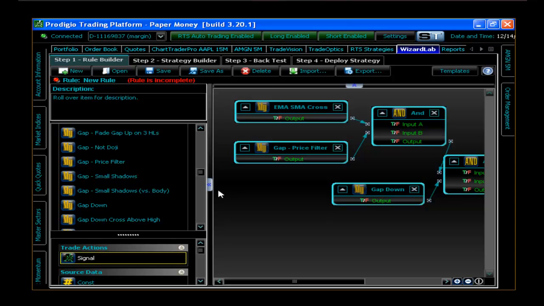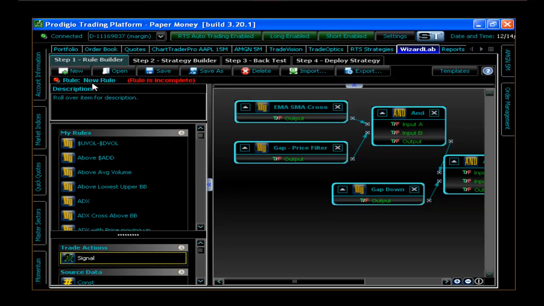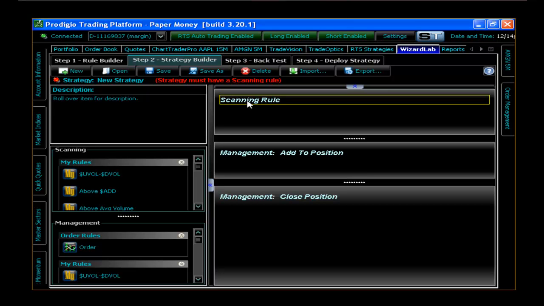So let's talk about how to use those signals. When you create your rules, you can go to step 2, which is the strategy builder. The strategy builder defines how you combine those rules together to create a trading system. And we're going to eventually get this trading system to first backtest, but then we're going to deploy it in trade optics and then RTS trading.